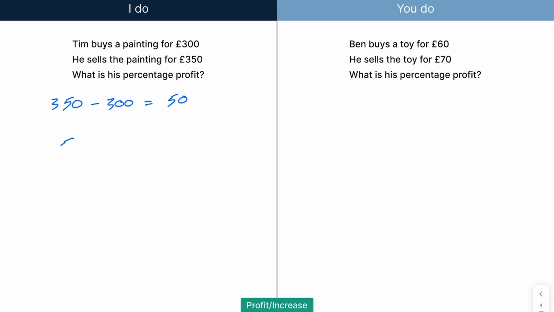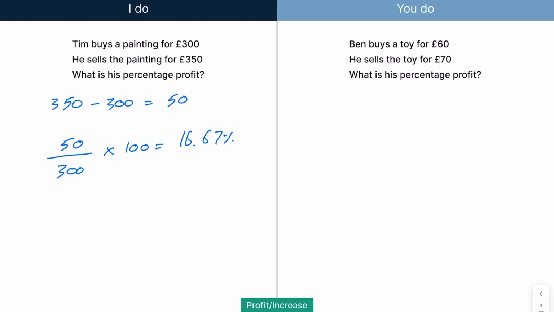Now that we have the profit, we divide it by the cost. Well, how much did it cost him in the first place? It cost him 300. So we do 50 divided by 300 and times that by 100. And that is 16.67% rounded to 2 decimal places.